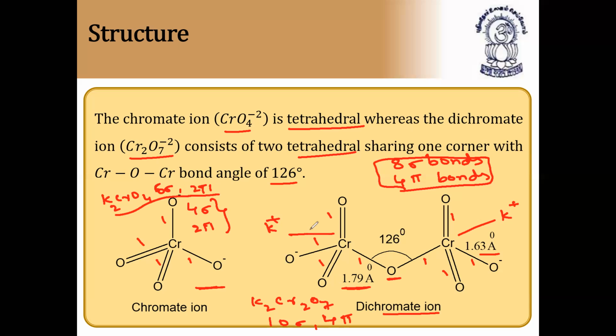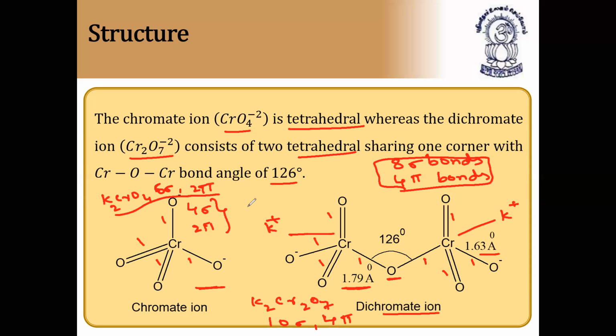So the dichromate ion, 8 sigma bonds, 4 pi bonds. Potassium dichromate, 10 sigma bonds, 4 pi bonds. Chromate ion, 4 sigma bonds, 2 pi bonds. And potassium chromate, this is K2CrO4, dipotassium chromate, is equal to 6 sigma bonds and 2 pi bonds.